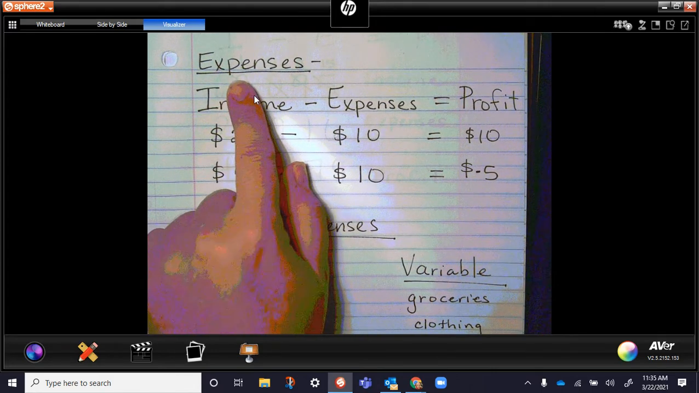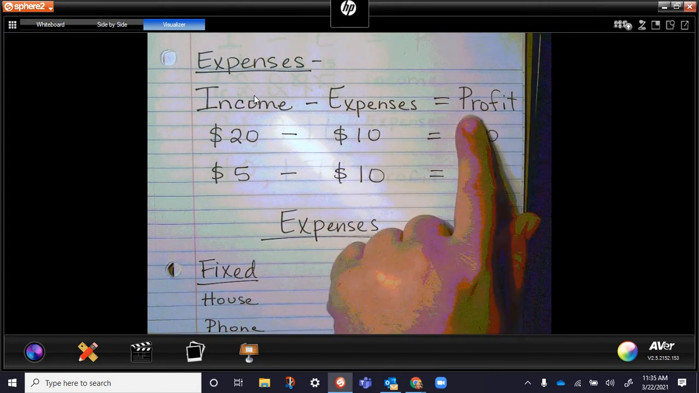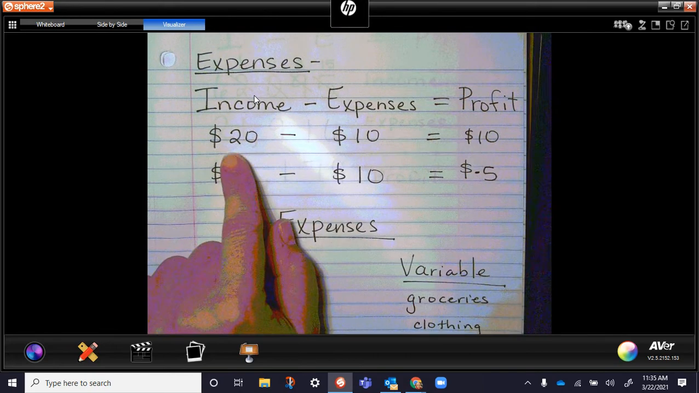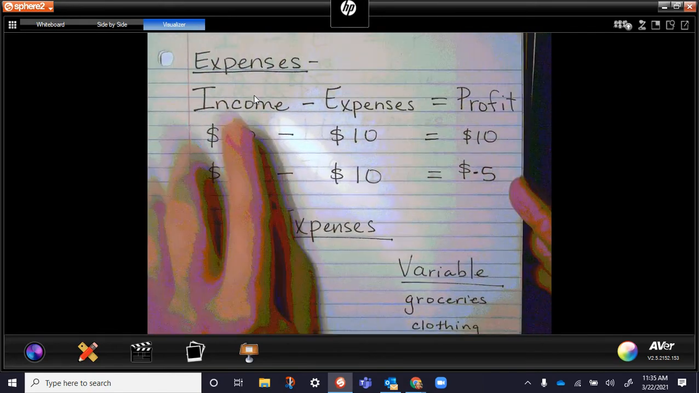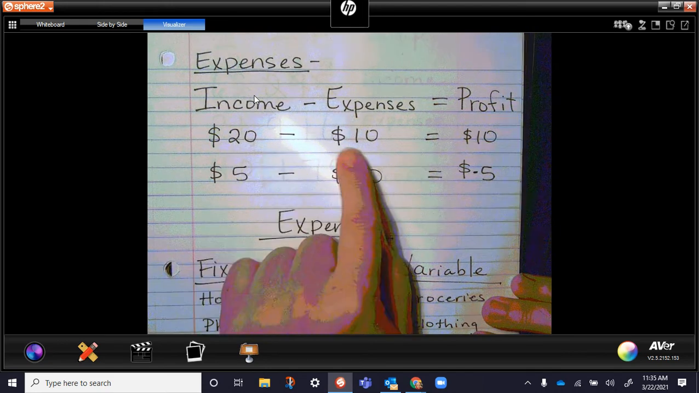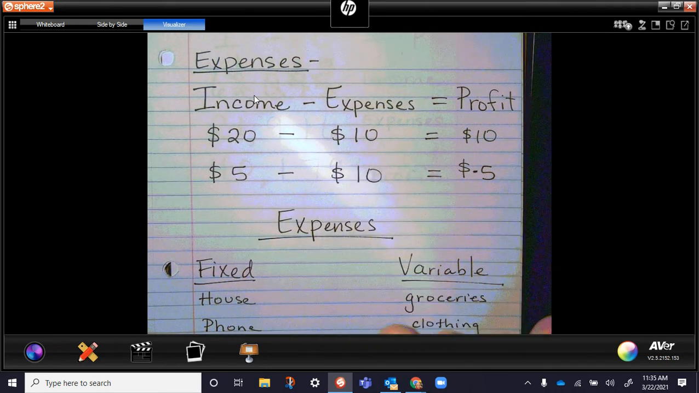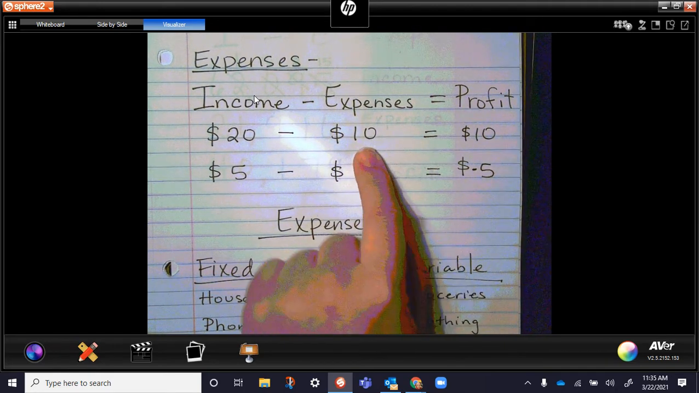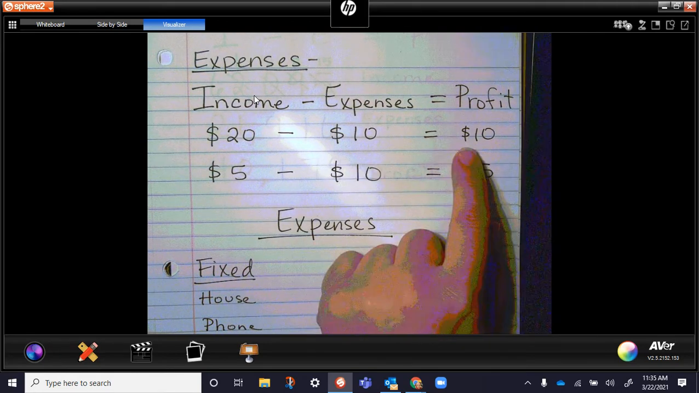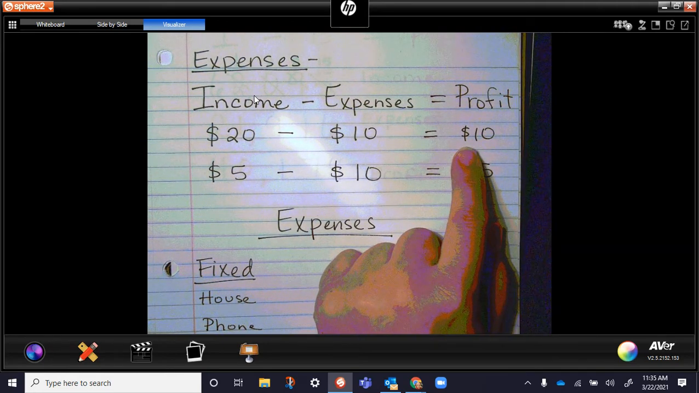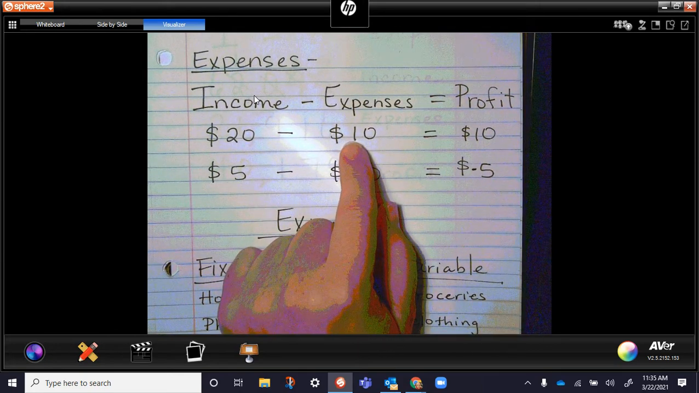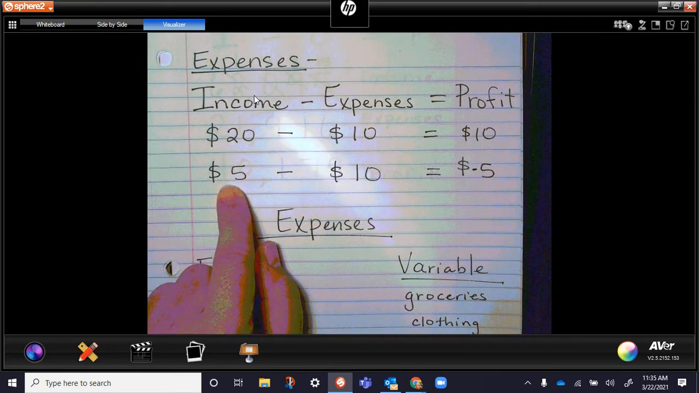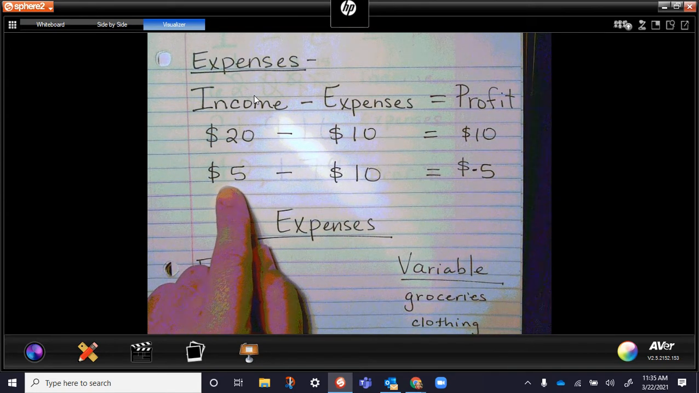So expenses, income minus expenses equals your profit. So let's say I've got a lemonade stand and I sell $20 worth of lemonade. Well, if all of my expenses, the sugar, the lemons, the cups, everything that it took, the sign, everything that I paid to get ready, I have to take that money out. And that means that I only actually made a profit of $10, which is still good because I don't want to have more expenses. Like say this example down here, I only made $5.